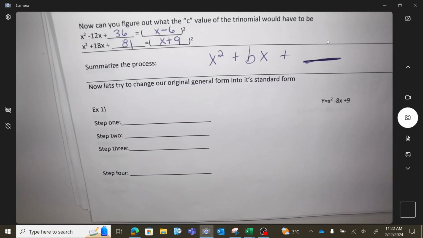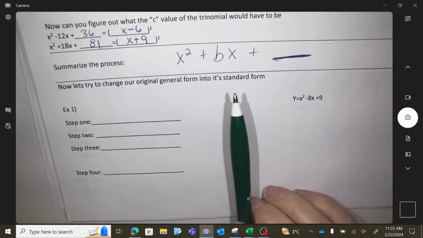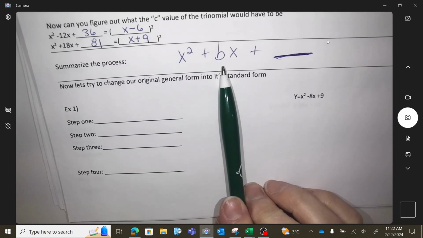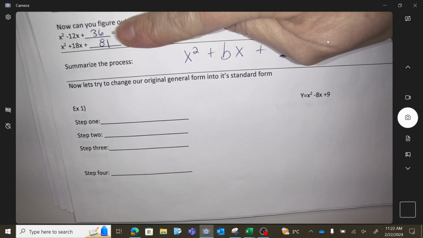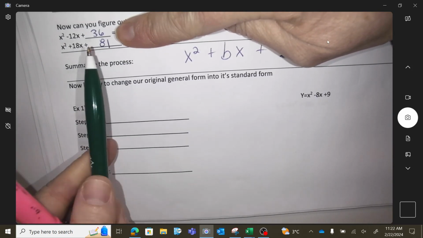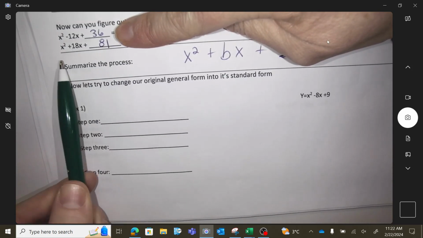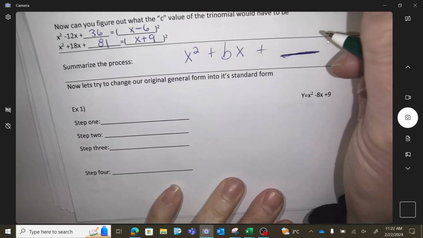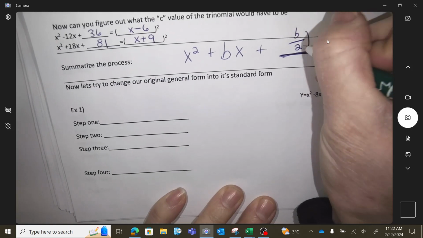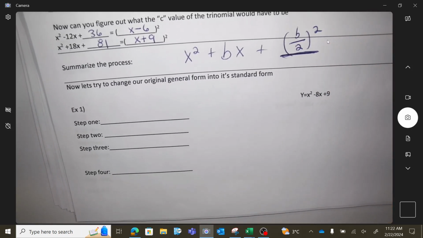Okay, so here's the summary of the process. If I have something in the middle here, pretend you don't see that. How did I get the 81? How did I do that? I looked at this and I did what? Did you put a 9 in your brain when you looked at that? So you took half of it, and then you squared it.